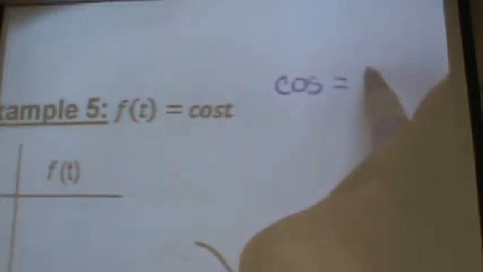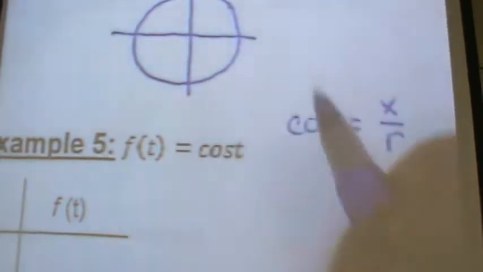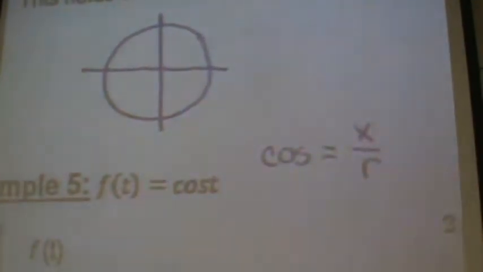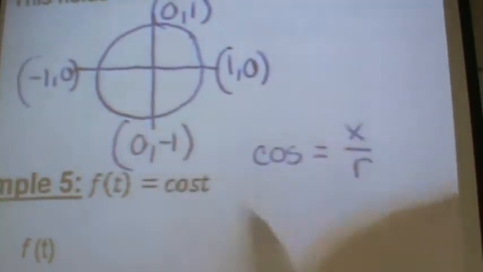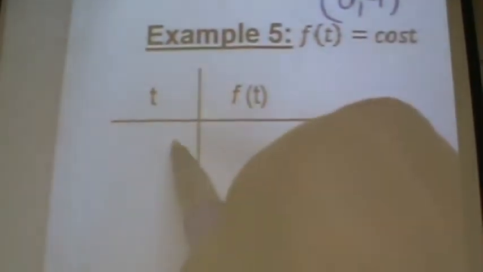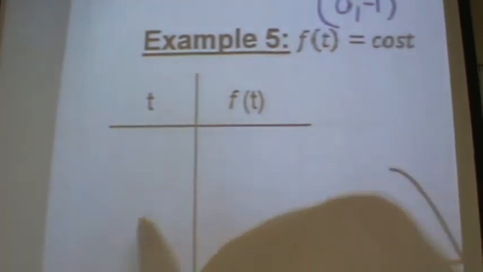Cosine is x over r. So let's see what this looks like. Here's your unit circle. Once I do this T-chart, you don't have to keep doing it. This point is 0, 1. This is 0, 1. -1, 0. And 0, -1. So let's just do the main ones. We don't have to do the 30, the 45, and the 60.